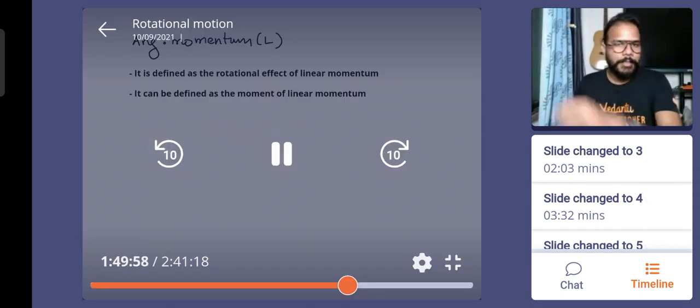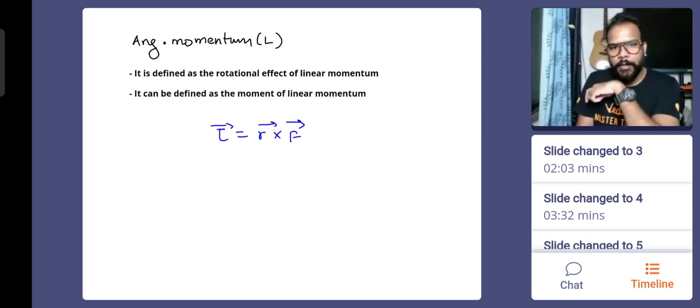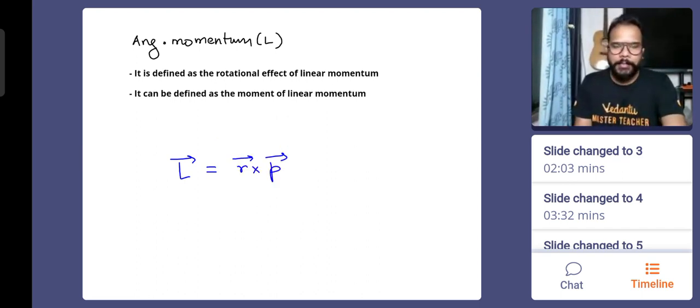Okay. Similarly, these are the two ways in which you can write that. The way we used to write torque as R cross F, similarly, angular momentum is going to be R cross P. Means what? If there is an object which is rotating, first we are defining it for point masses. So there's a point mass which is moving with a momentum P and is moving at a distance R from the axis of rotation.